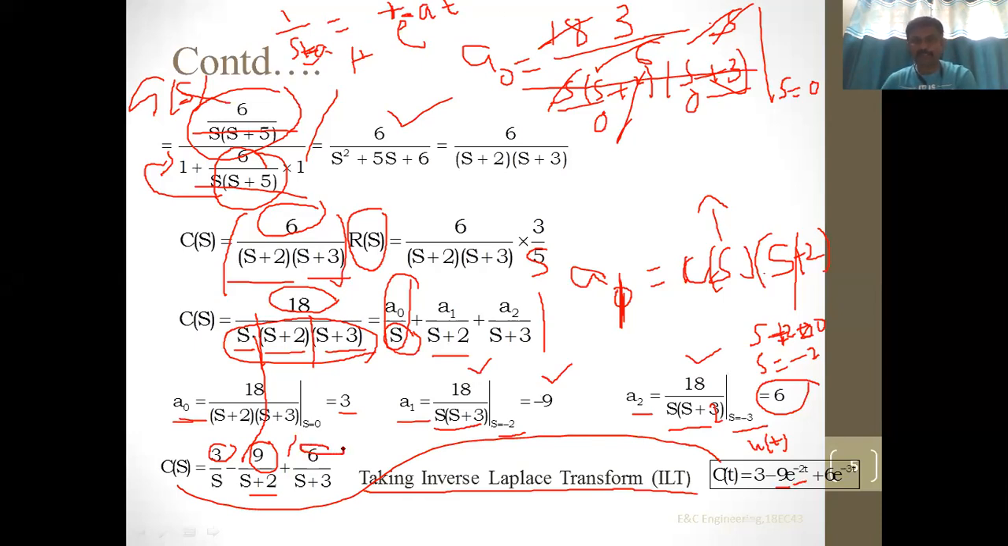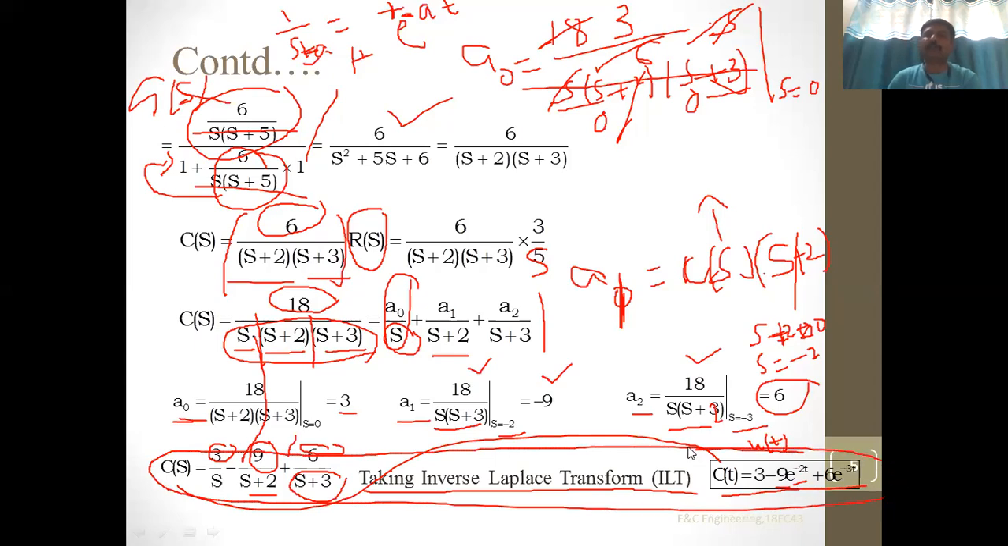Similarly, 6 is constant. Now what is the inverse of 1 by S plus 3? Here, what is the a value? 3. Is it okay? Which is plus 6 into e power minus 3t. And this is the output for the given system with certain open loop transfer function. Is it okay? And analyze the overall output for the step input with magnitude of 3. These are all the things what you need to follow. Simple parameters. Is it okay, guys? This you need to memorize it clearly.